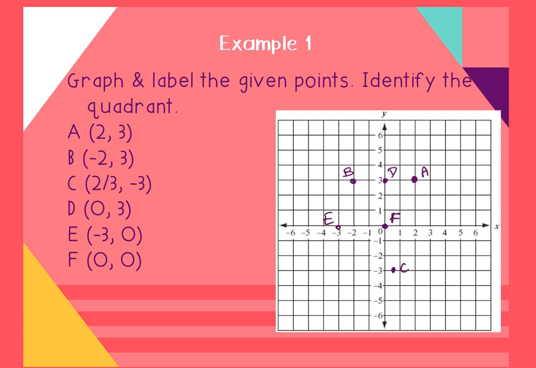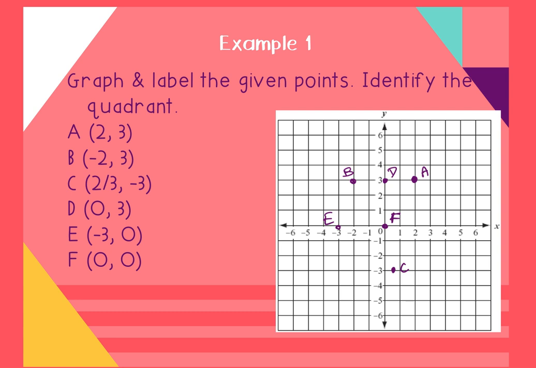All right, so this is what we should have gotten. A is to the right 2, up 3. B to the left 2, up 3. C to the right 2, down 3. D, don't move left or right, I'll just go up 3. E to the left 3. And then F right there at the origin.